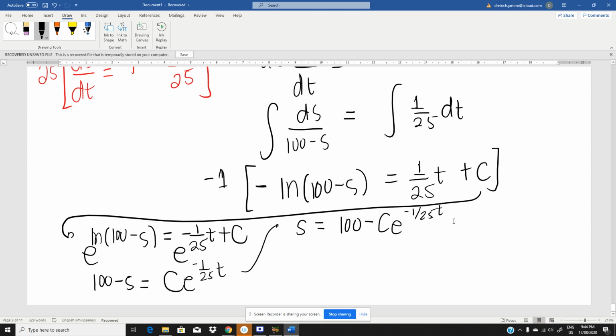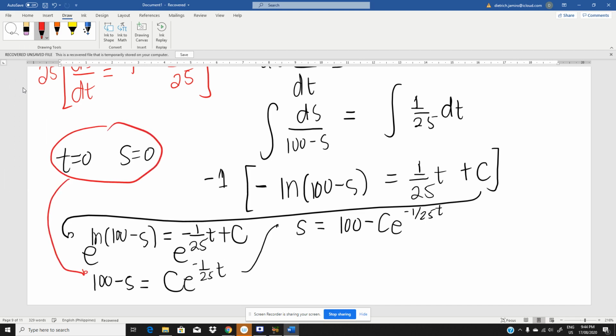But first, we will substitute our initial condition. We have the initial condition that when t is equal to 0, the value of our s is equivalent to 0 because we have no given. So substituting this into this, we will have 100 minus s, which is equivalent to 100, is equal to our c exponential raised to 0, because negative 1 over 25 times 0 is 0. So this will become 1. So the value of c is 100.